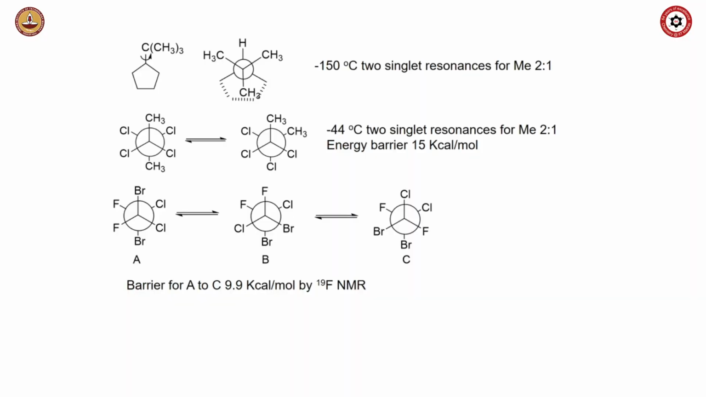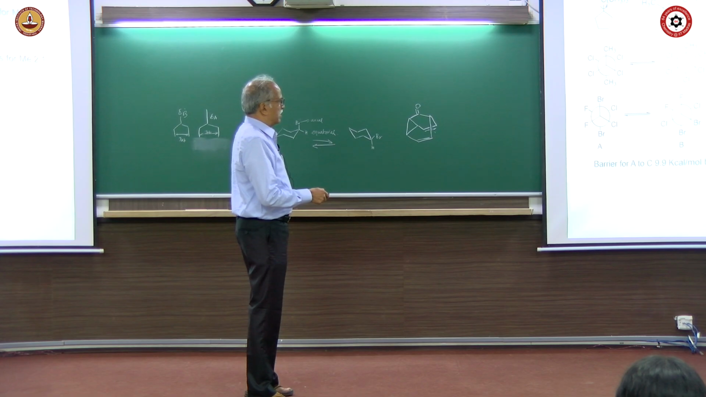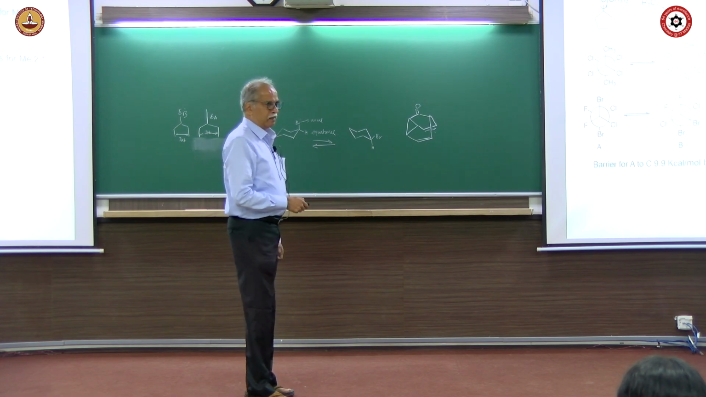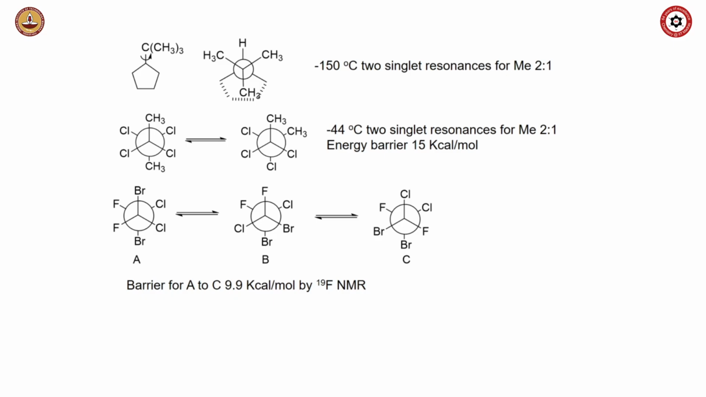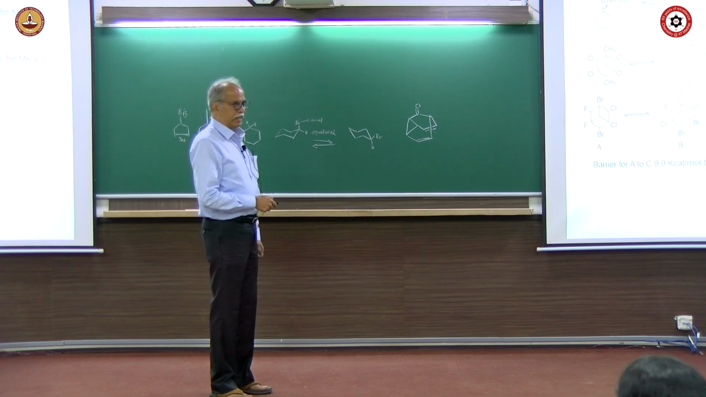Now we look at the spectrum of these two compounds. This is an anti conformer of the molecule, and this is a gauche conformer of the molecule. These are conformations, right? And these two methyl groups, what do you think is the chemical shift value of these two methyl groups? Will they be identical or will they be different? Why do you say identical?